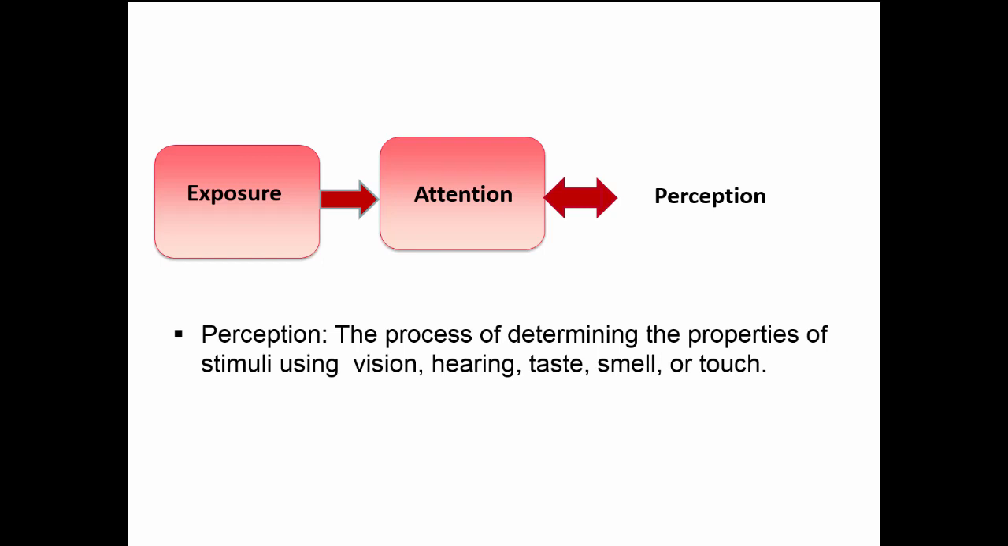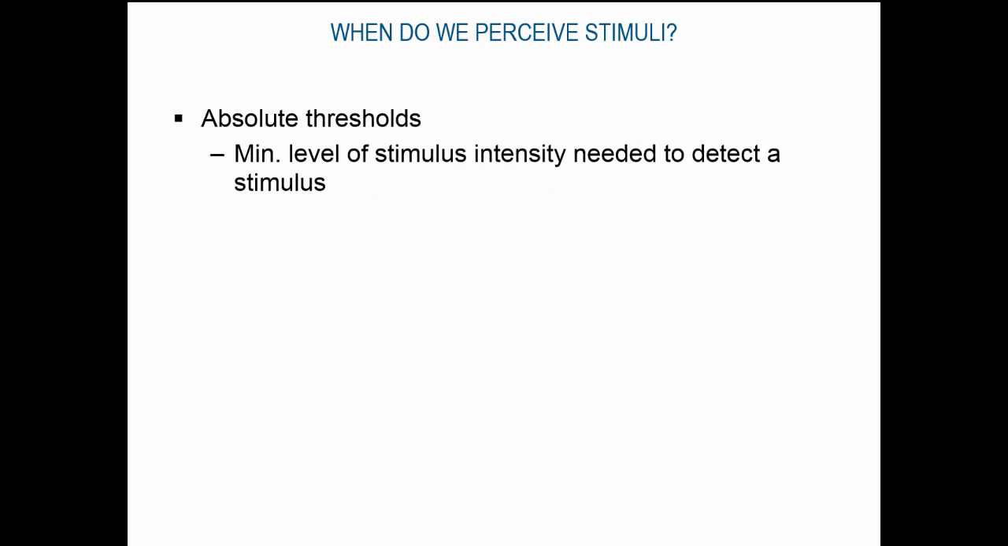We now come to the last stage in the exposure, attention, perception topic. By perception, we mean the process of determining the properties of stimuli using our 5 senses: vision, hearing, taste, smell, and touch. Before we explore the properties of each of these different senses, we need to understand when we perceive a stimulus.